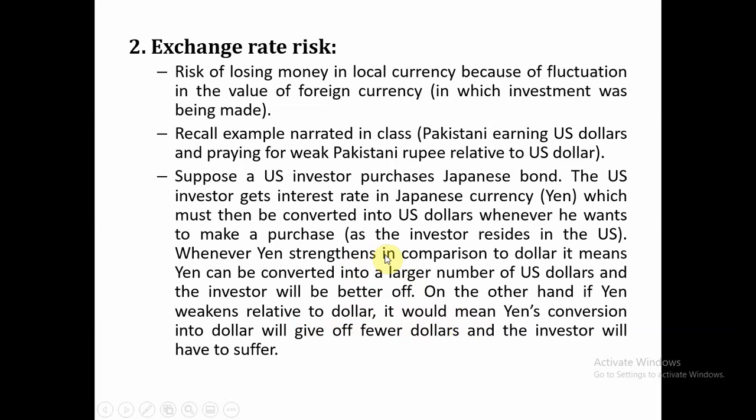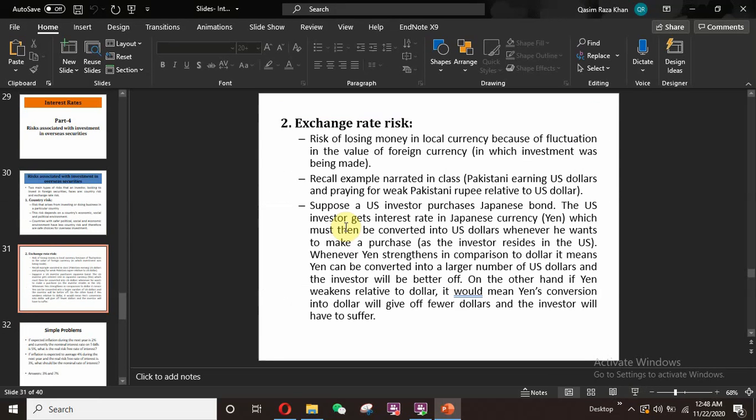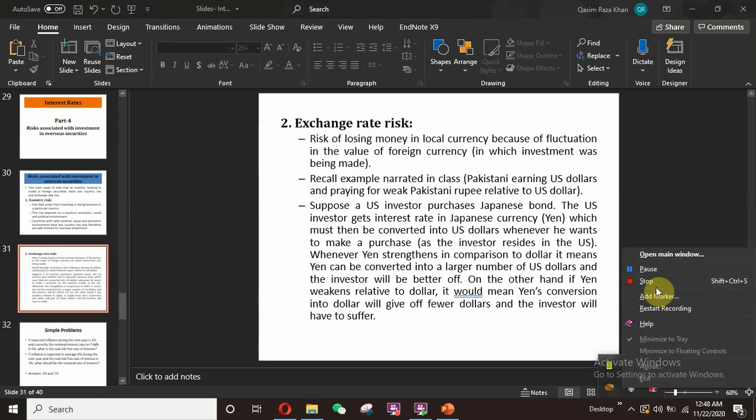This example is very simple, and if you invest in other countries, you need to consider the exchange rate. Sometimes it leaves you better off, and sometimes you will suffer. So you need to consider it whenever you are going to invest in any other country. So that was all about what kind of risk the investor needs to consider when they are interested to invest in international securities. It was all about the interest rate as well.